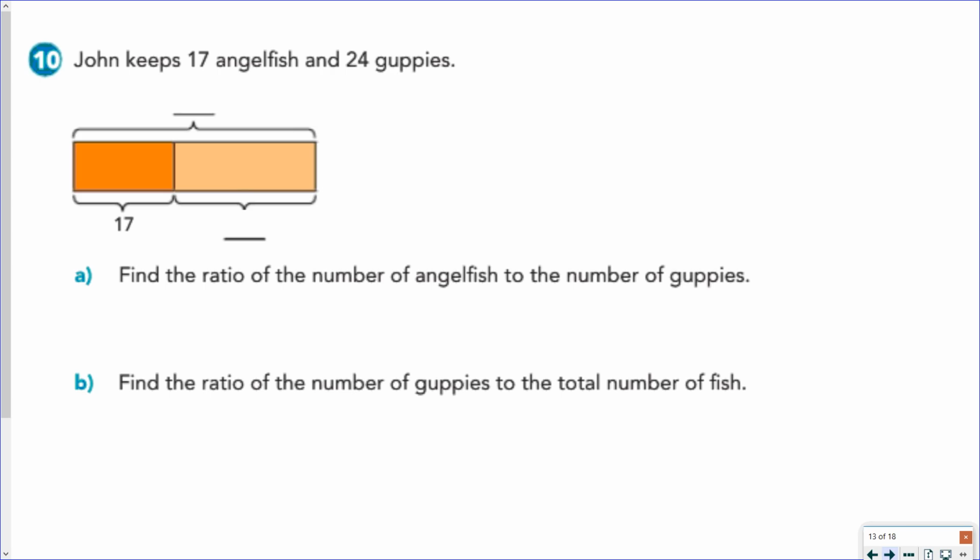Just got a couple more here, and then we'll be done with the day one portion of the lesson. So John, great name there, keeps 17 angelfish and 24 guppies, which is actually almost true. We do have some guppies at home. No angelfish, though. So we want to find the ratio of the number of angelfish to the number of guppies. Well, since angelfish is listed first, we'll start with 17. And since the guppies are listed second, we'll do 24.